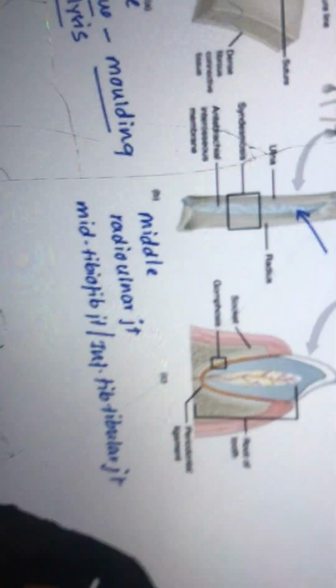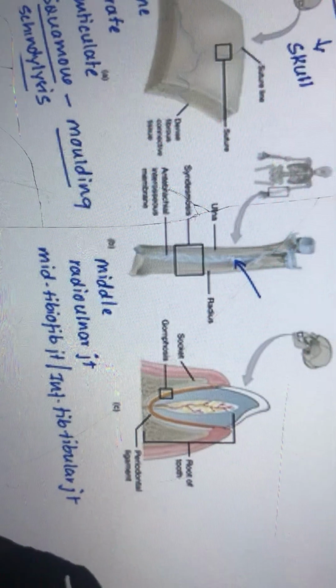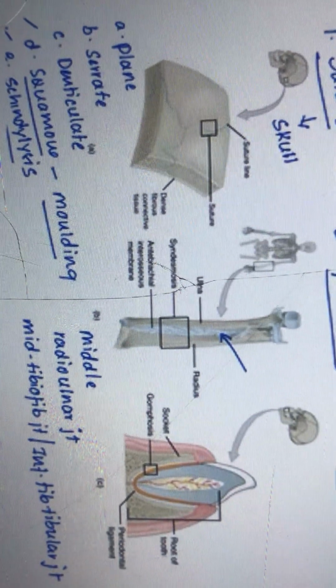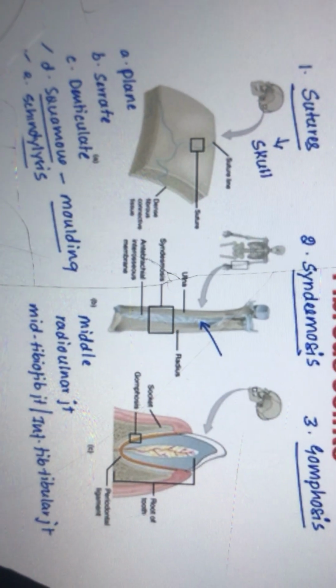Tibiofibular joint. All these are examples for syndesmosis, where two bones are united by interosseous membrane, and because they are firmly united, hardly any movement occurs.